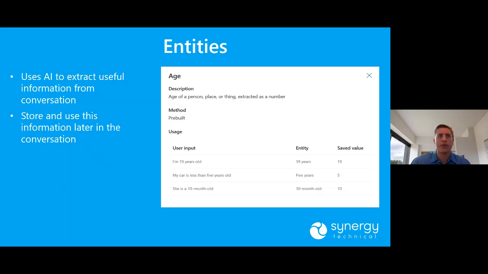And this is really powerful because maybe you want to show these values later on in the conversation. Maybe you want to show it to the user. But what's even more powerful is maybe you want to actually store these values into a database or something like that. All this is made possible through these entities.